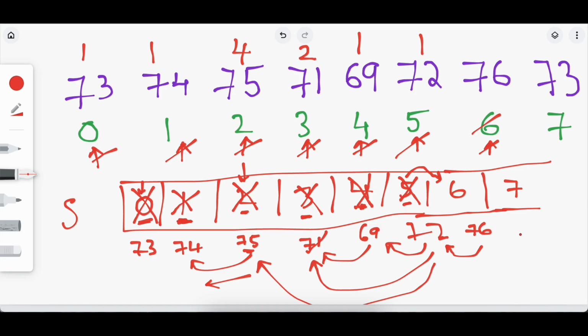Now what is the value at index 7? 73. Now is 73 greater than 76? No, it's not. So we'll just move to the end of the array, and there's nothing else to do. So that means for these two there is no answer found, so we'll simply put 0 because that is what the question is about.